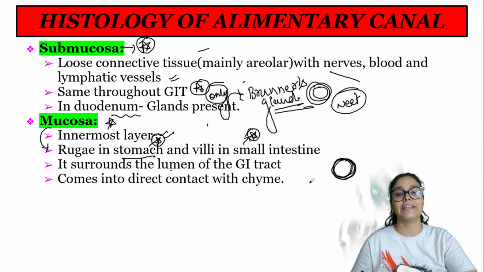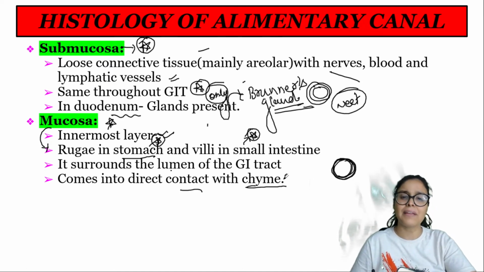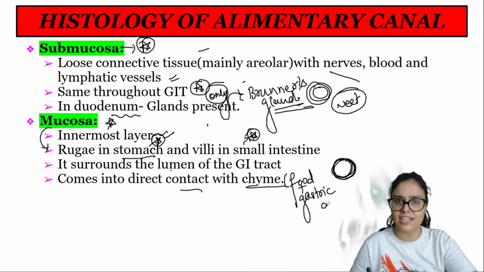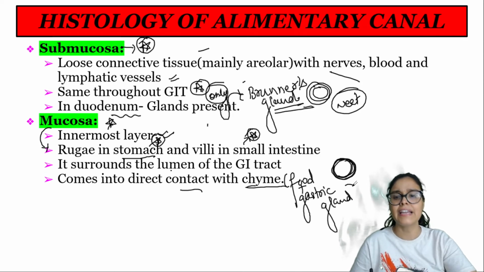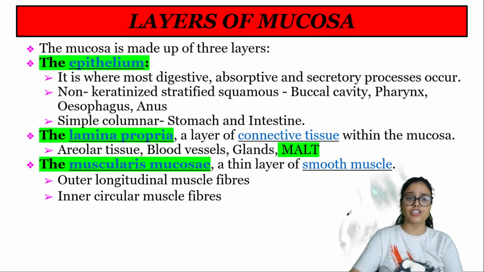It is the innermost layer, right? So it comes into direct contact with chyme. Chyme, I have told you, is obviously food mixed with the gastric juices. So it is in direct contact with the juices and food. This layer is in contact with the juices and the food, right? So they have mentioned it here.